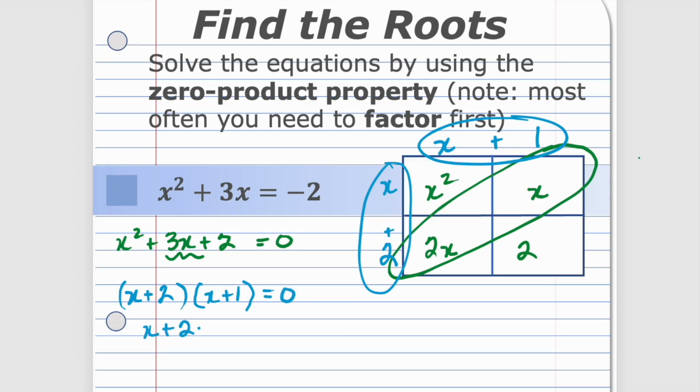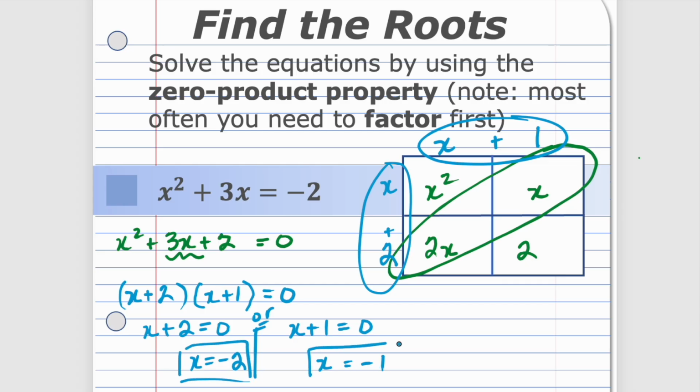X plus 2 is 0, or x plus 1 is 0. X is equal to negative 2, or x is equal to negative 1. Two answers, or two solutions.